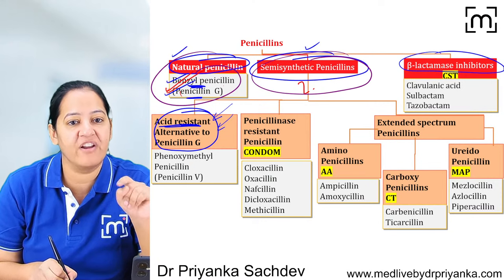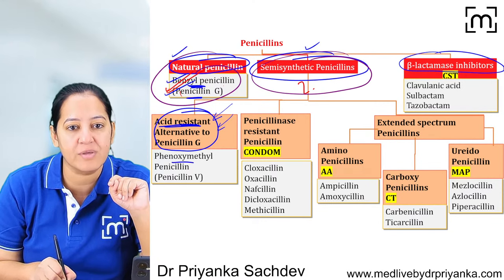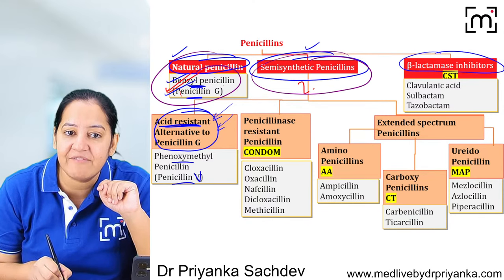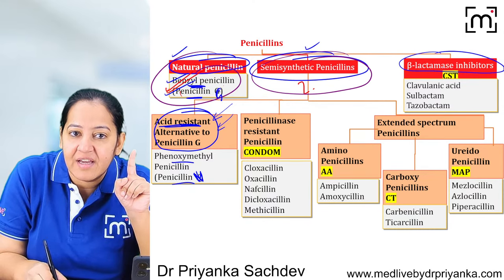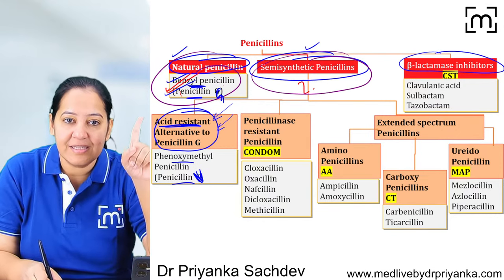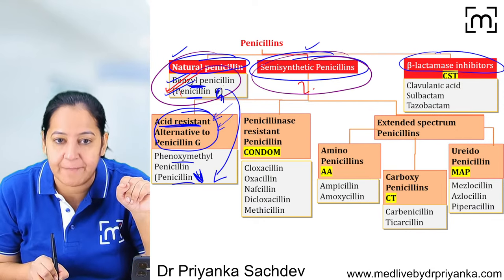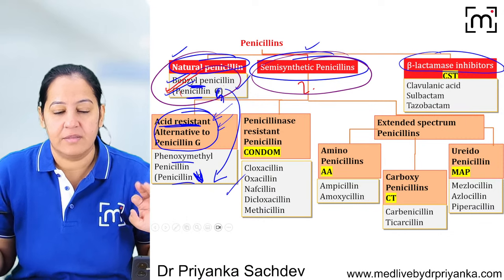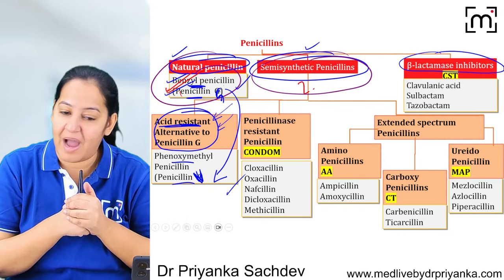Here we have only one penicillin. The name of that penicillin is phenoxymethyl penicillin, or penicillin V. This was penicillin G. This is penicillin V. G is natural, V is artificial. That is the only difference between G and V. This one is acid labile, this one is acid stable. That's it. No other difference. The other two shortcomings are common for both of them. I hope you are getting it.